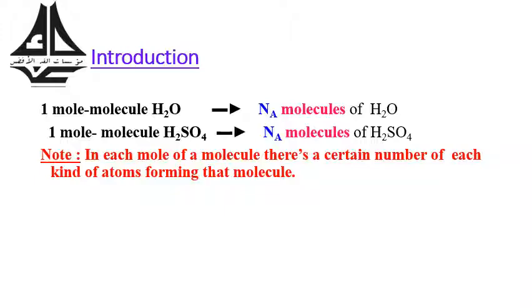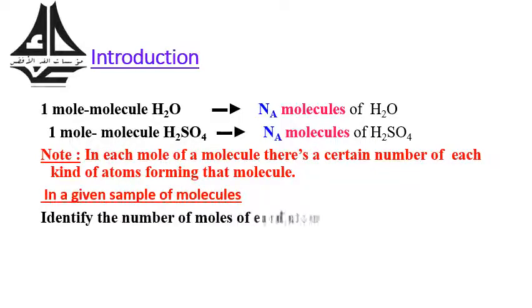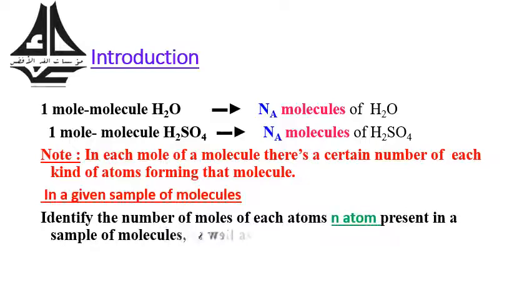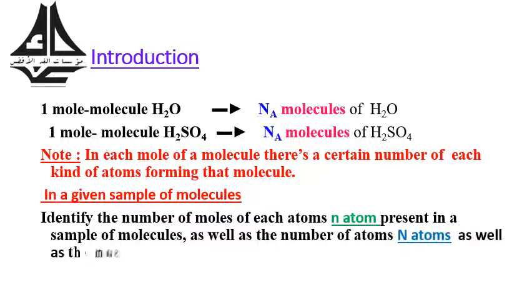Note, in each mole of a molecule, there is a certain number of each kind of atoms forming that molecule. In a given sample of molecule, we are going to identify the number of mole of each atom, small n atom, present in a sample of molecules, as well as the number of atoms, capital N atom, as well as the mass of atoms, small m of atoms.